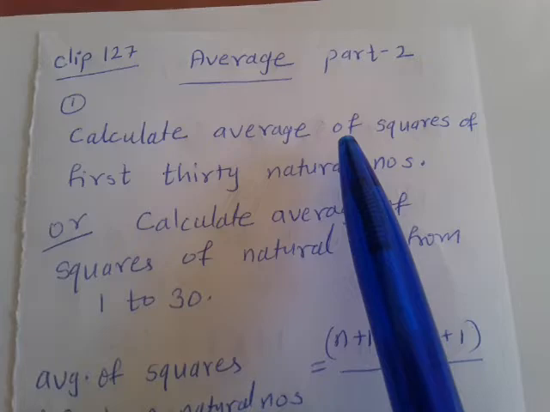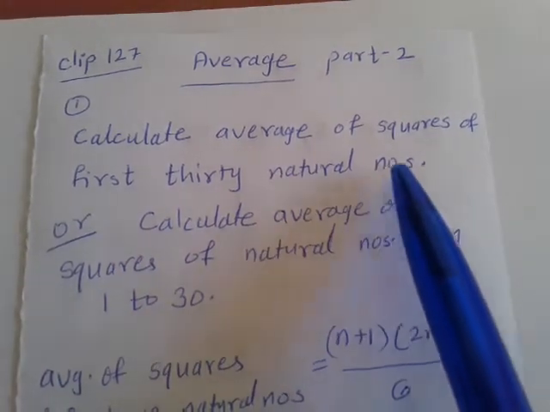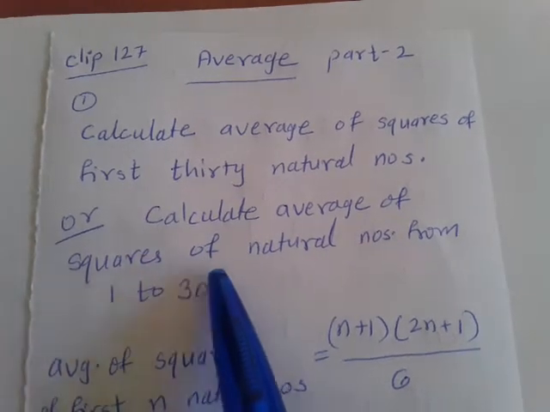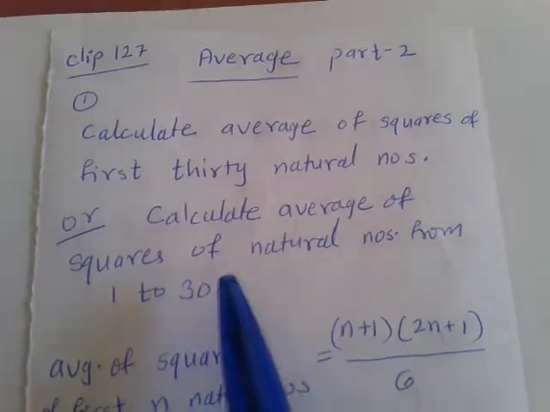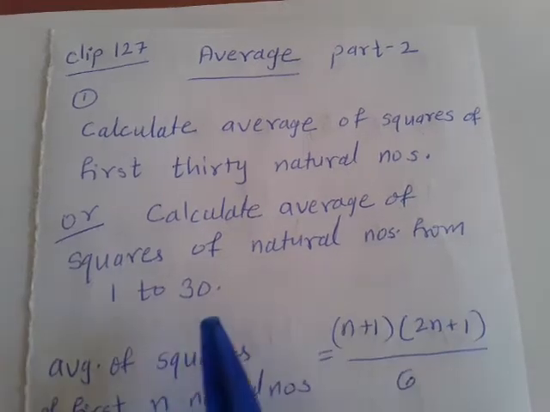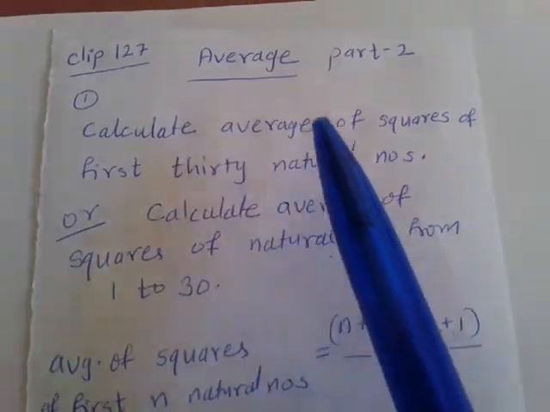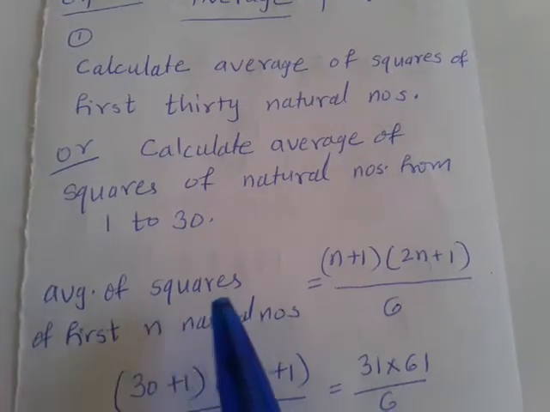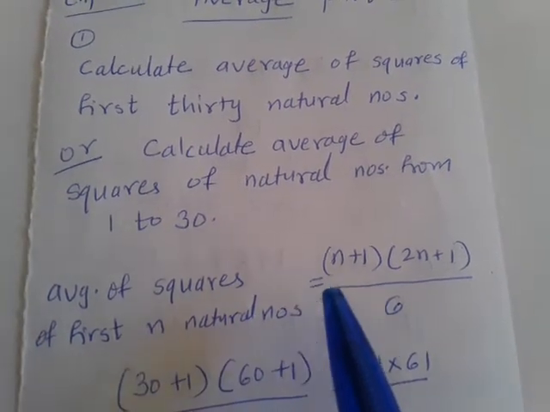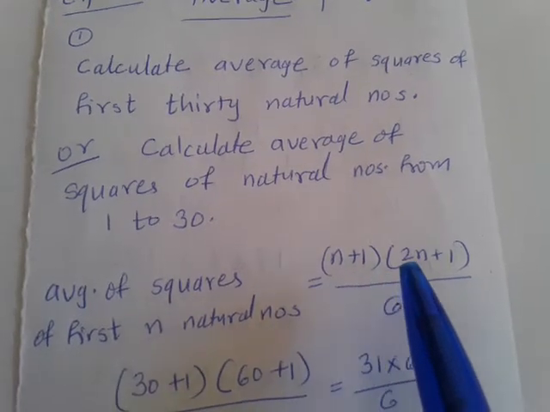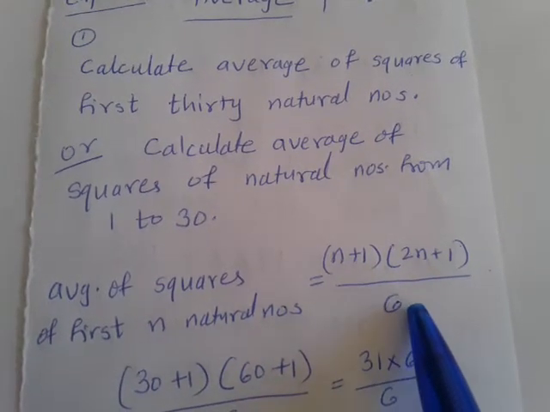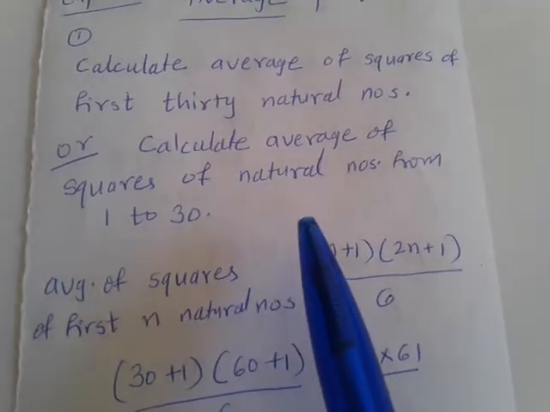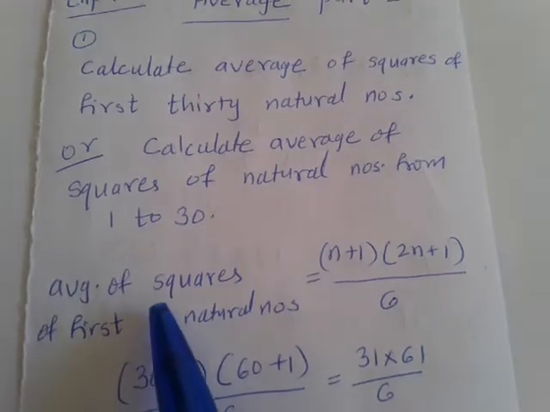Calculate average of squares of first 30 natural numbers. This question can be also asked in this type of language. Calculate average of squares of natural numbers from 1 to 30. Meaning is same and we have a straight formula for it. Average of squares of first n natural numbers is n plus 1 into 2n plus 1 upon 6. Please make use of this formula, otherwise calculating average of squares will take at least 15 minutes.